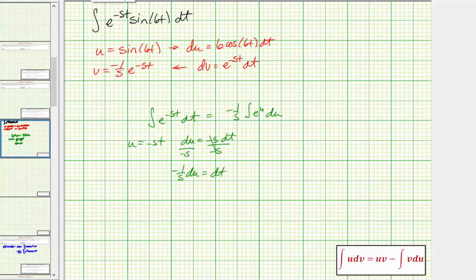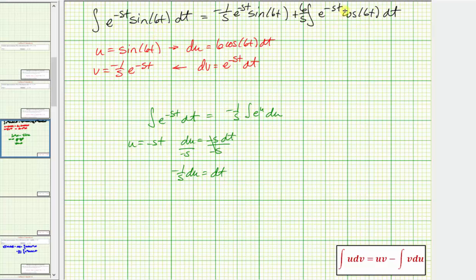So now we apply the integration by parts formula. So let's write u times v as negative 1 divided by s e to the negative st sine 6t. Then we have minus the integral of v du. Notice v times du would be negative. This will become plus. Let's write this as 6 divided by s, then the integral of e to the negative st cosine 6t dt. Now this integral does not look any simpler than the original integral. Notice now we have cosine 6t instead of sine 6t.